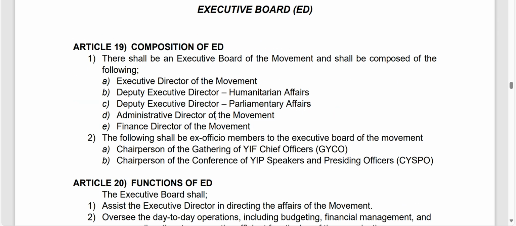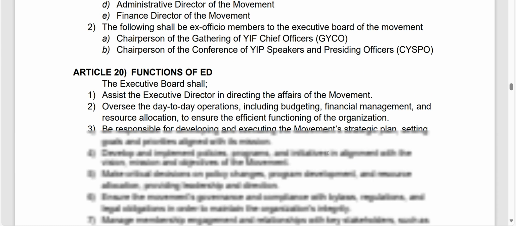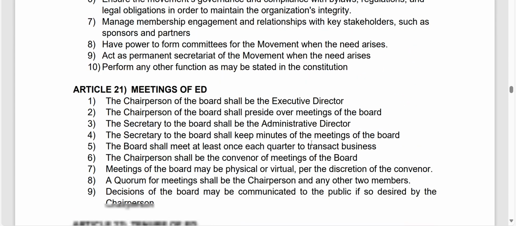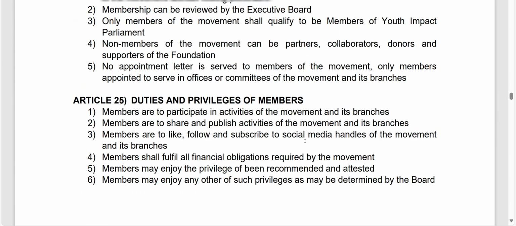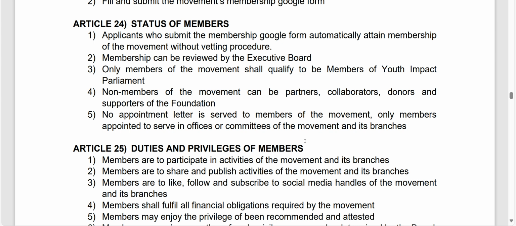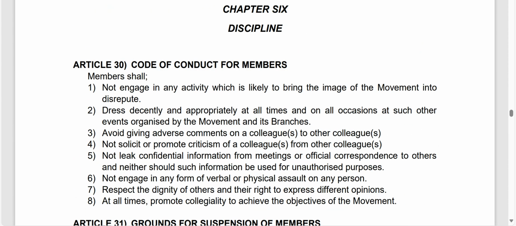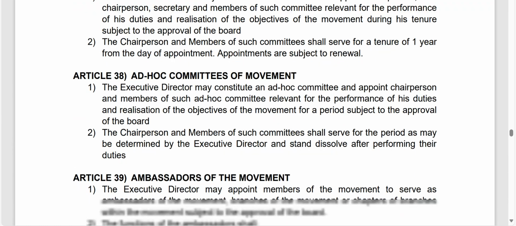So they form an executive board, and in addition to the 5 directors, you have the chairman of the gathering of YIF chief officers, and then the chairperson of the conference of YIP speakers and presiding officers. So the executive board here is synonymous to the parliamentary service board. They do their things, and your duties as members are all stipulated here. Finances are there, code of members, removal, and suspension are here. Other officers are also here.